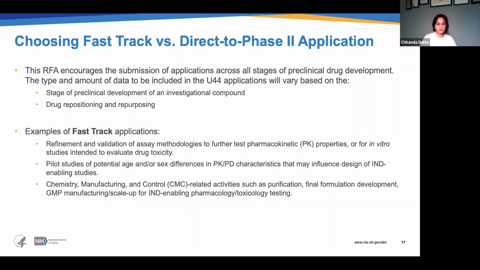And so, for example, things that are more about drug repositioning and repurposing obviously would have more information already available versus something that is a brand new investigational compound. So in terms of fast track applications, the kinds of things that we think would be suitable are if you're in the position for refinement and validation of assay methodologies that you need for further development to test the PK properties, look at other kinds of drug toxicity studies.